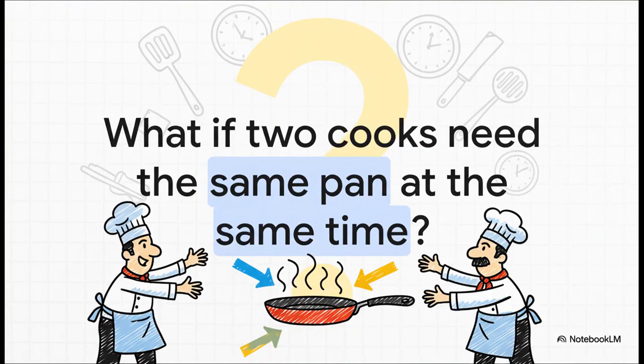But all this leaves us with one last really crucial question. We figured out how to manage their time and their dependencies. But what happens when two cooks need the exact same shared resource, like a single frying pan, at the exact same time? Well, that's a whole other problem called synchronization, and we'll be tackling that one in our next explainer.